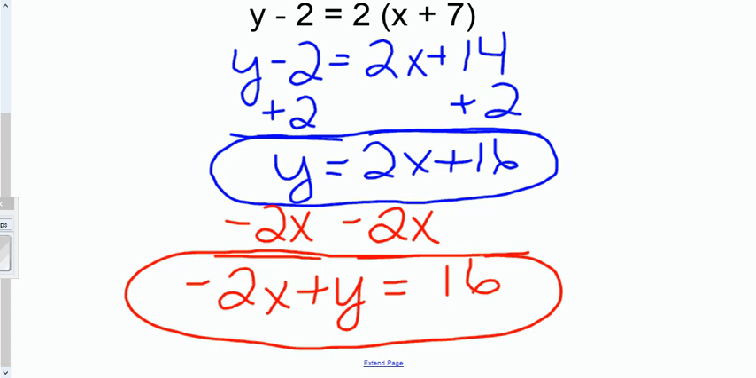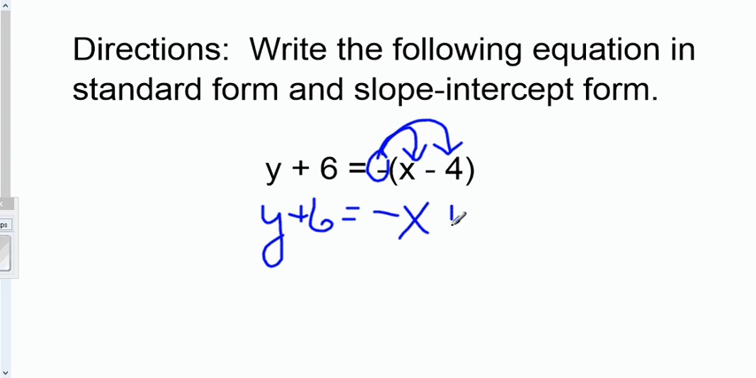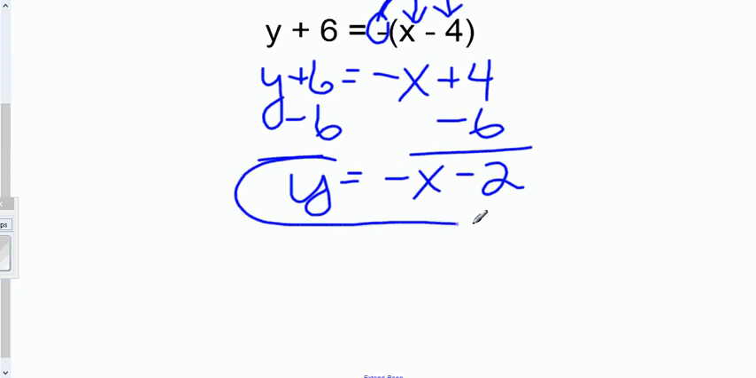Let's try another one. All right, so again, we're going to do standard form and slope-intercept form. So again, I'm going to distribute. Notice here I just have a negative. I do need to distribute that negative to both terms. That's a very easy mistake to make, to forget to do that. Don't forget to distribute it to both terms. So this is going to be y plus 6 equals negative x plus 4. That negative is going to cancel out that minus in front of the 4 and make it plus 4. Now I'm going to subtract 6 from both sides, and I'm going to get y equals negative x minus 2. So that's my slope-intercept form.